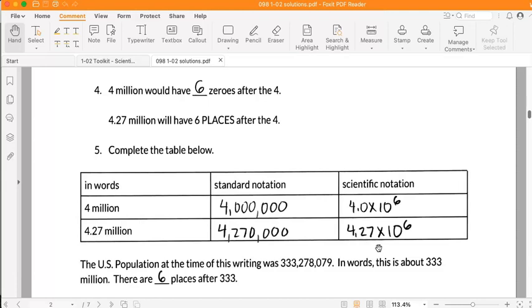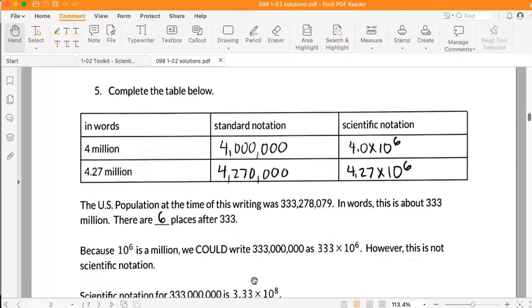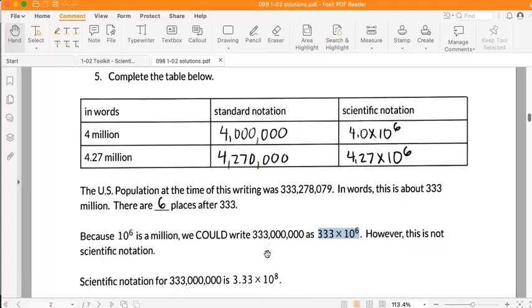Then we jump to the US population, so this one's going to be a little different. We've got 333 million. There are 6 places after the 333. Because 10 to the 6th is a million, we could write 333 million as 333 times 10 to the 6th. That's actually fine. It is equivalent to this, but it's not technically scientific notation.